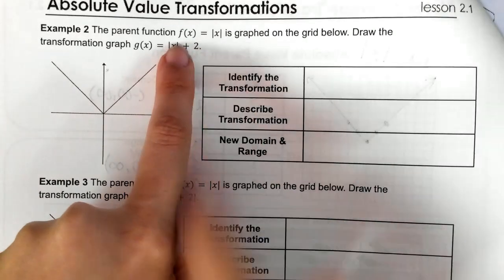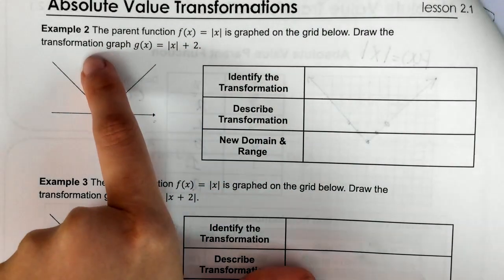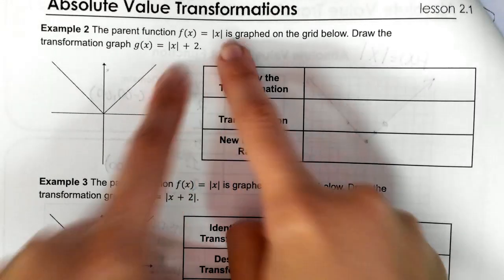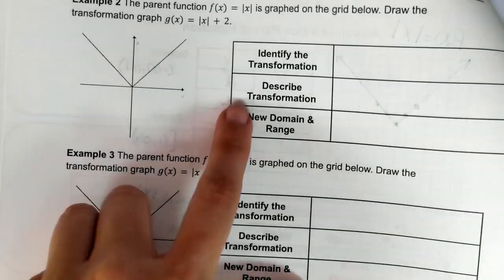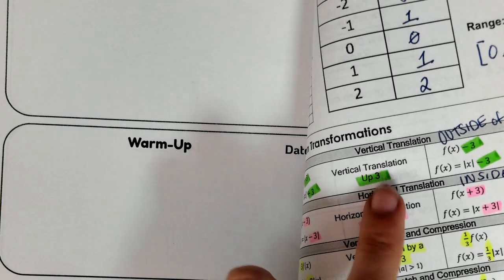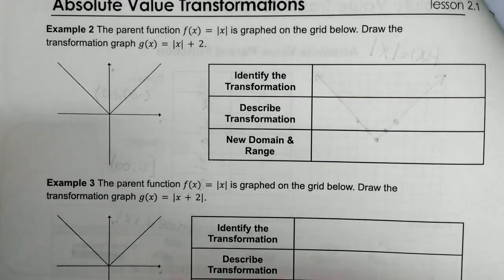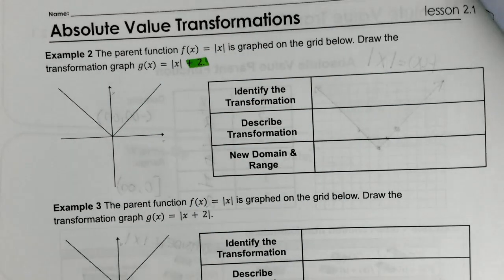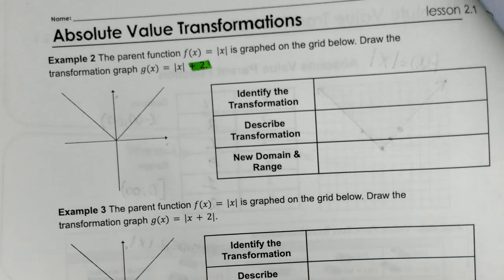Looking at example 2, we have our parent function, absolute value of x, and we want to see what transformation happened here. So we need to see what changed from here to here. Well, as you can see, we have the +2 on the outside, and when we have something on the outside, remember, we have a vertical translation. So this is a vertical translation.